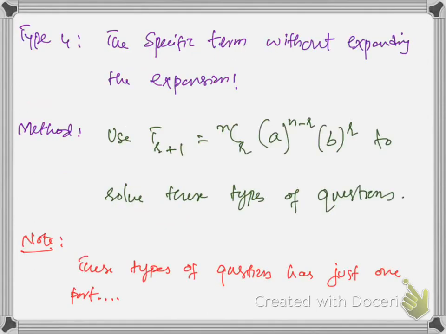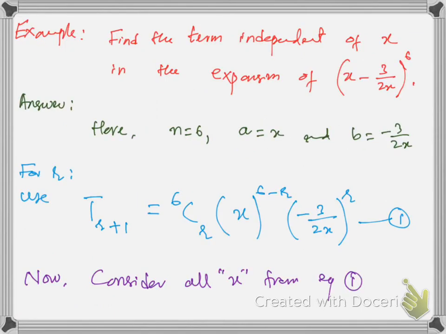Now type 4. In type 4, the specific term without expanding the expansion is required. So always use the T R plus 1 formula to solve these types of questions. Note, these types of questions have just one part only. Find the term independent of x in the expansion of. Number 1, copy the information. Here n is 6, a is x, and b, very important, b should be with its sign. So always consider the second term with its sign.